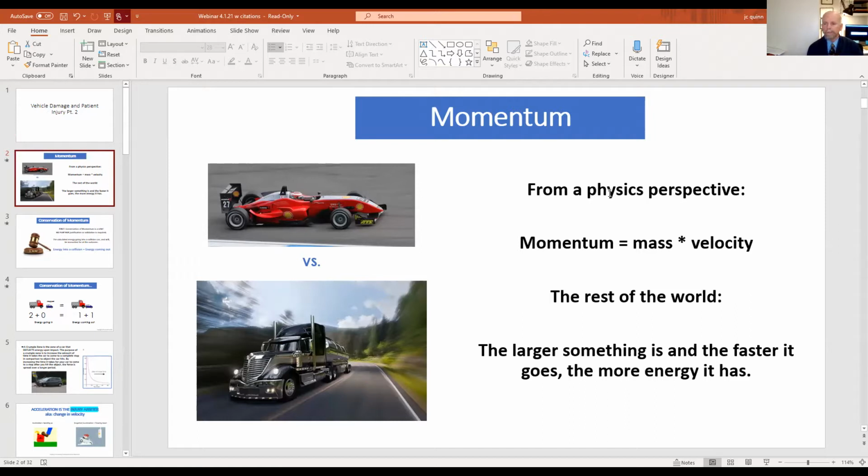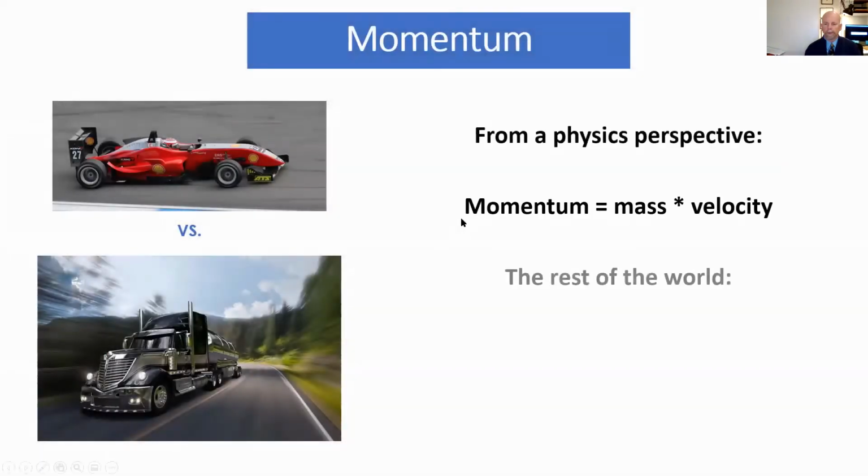called momentum. All right, momentum from a physics perspective is momentum equals mass times velocity. Now, basically for the rest of the world, the larger something is and the faster it goes, the more energy it has. So pretty common sense.